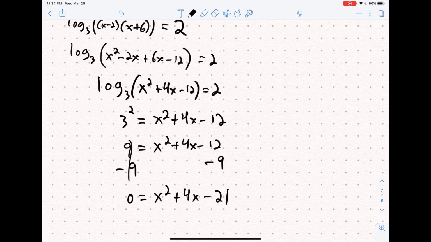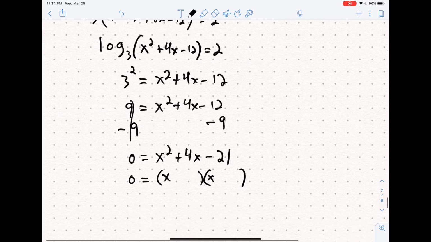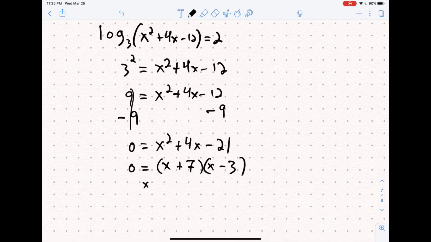And then finally, we see if we can factor this thing. So this is x and x. We need two numbers that multiply to give negative 21, but add up to positive 4. And those numbers are positive 7 and minus 3. So splitting this up, this is going to give us two solutions. x plus 7 equals 0 says that x is negative 7. And x minus 3 equals 0 says that x is equal to 3.